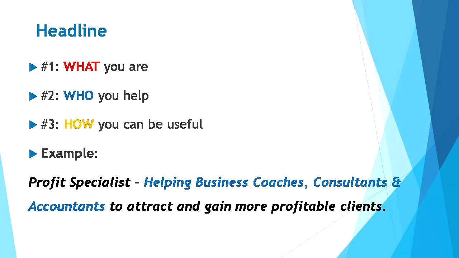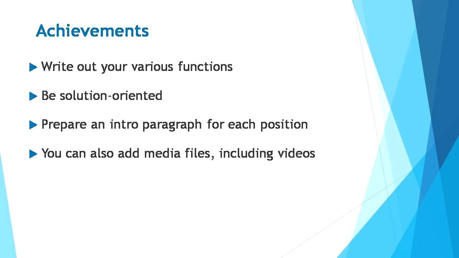Let's head on to your summary field in the profile. Here's where you fill in your abilities, profession, and achievements to tell people what you're capable of and why they should engage with you. Write down your various job functions and make sure they're all solutions-oriented. For example, I'm a professional recruiter and I've recruited 10 valuable employees that increased the company's sales by 10% within a month.